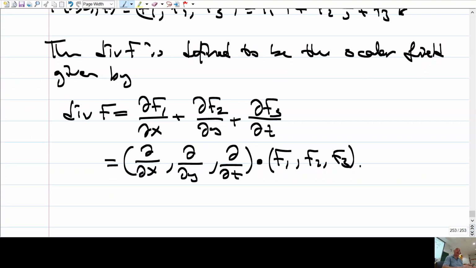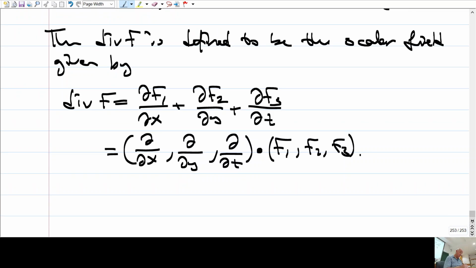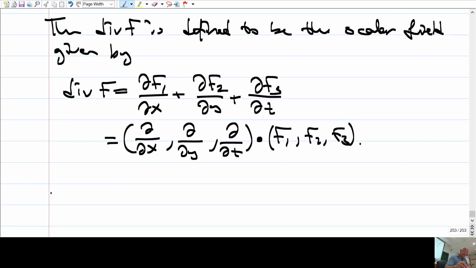This is called divergence. So divergence takes a vector valued function, a vector field, and gives you a scalar function. So it turns vector functions to scalar functions. Hence, divergence f is a scalar function, scalar field.